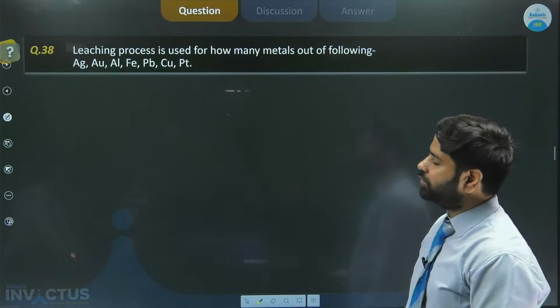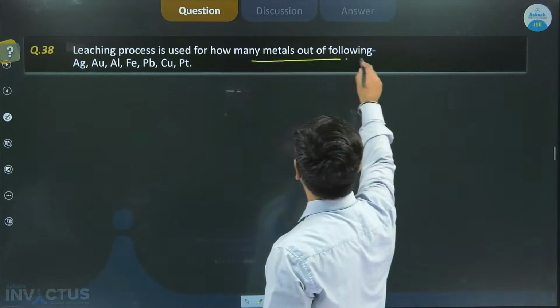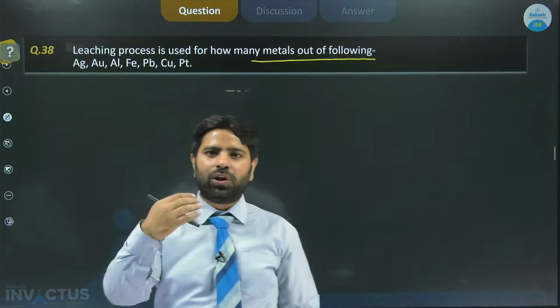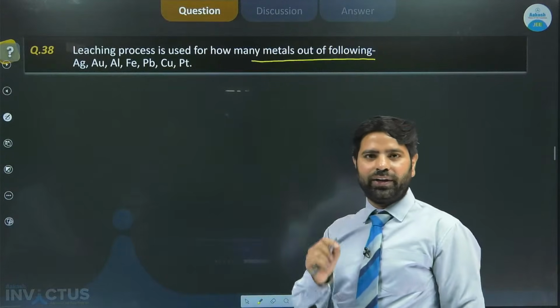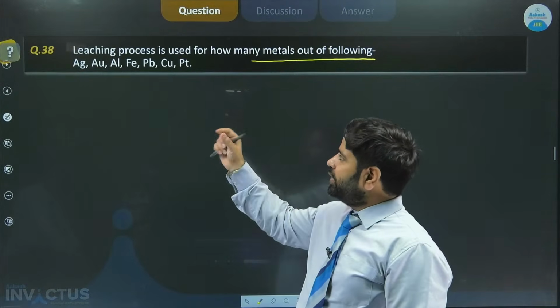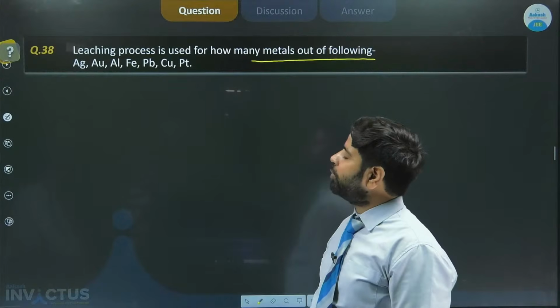That is the last question of this paper. The leaching process is used for how many metals out of the following? What is the leaching process? To separate the soluble substance from the solid by dissolving it in a liquid. So the leaching process is a very theoretical part. It comes from the ores metallurgy part.